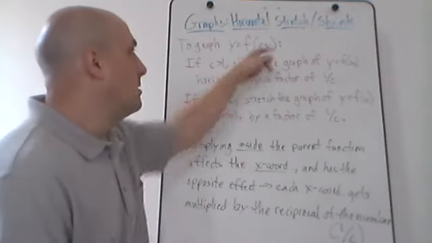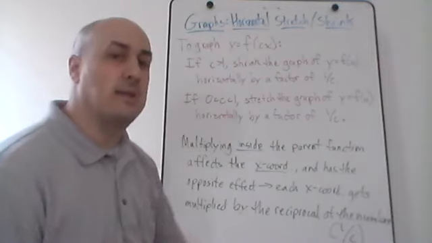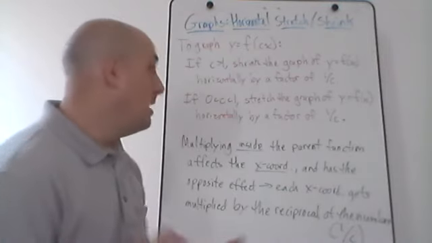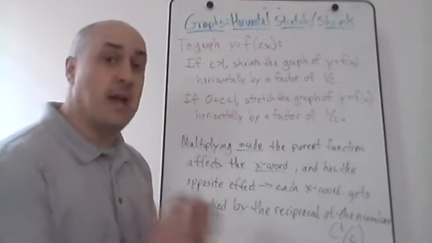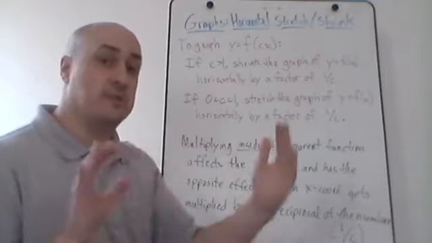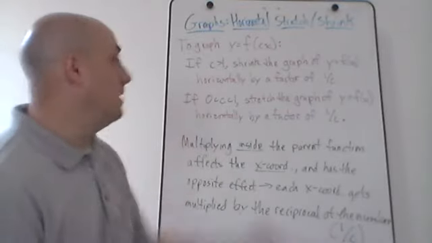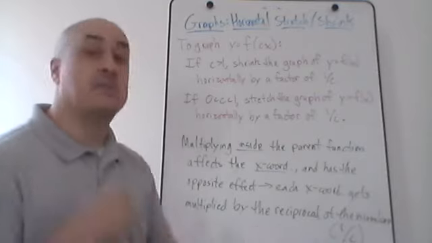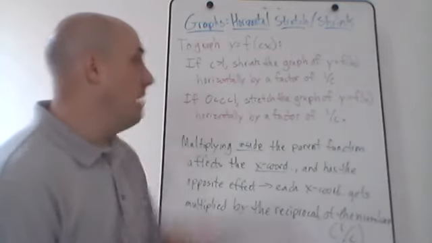So when we're doing that horizontal stretch and shrink, when that number is multiplying the x inside that parent function, again, it has the opposite effect. If I'm multiplying by a number less than 1, it stretches it out. If I'm multiplying by a number bigger than 1, I'm shrinking it. And I'm always multiplying my x coordinates by the reciprocal of whatever that number out in front of that x is.